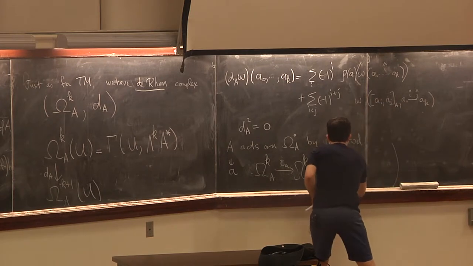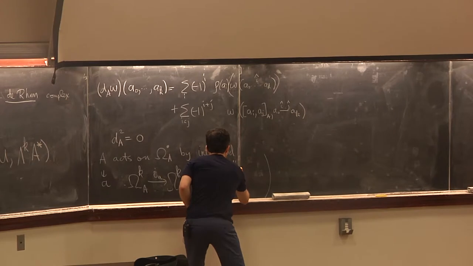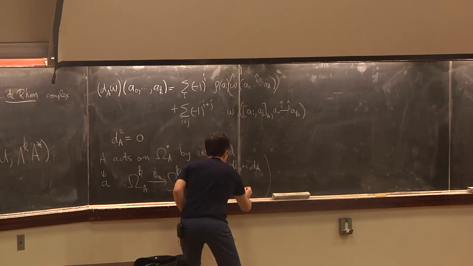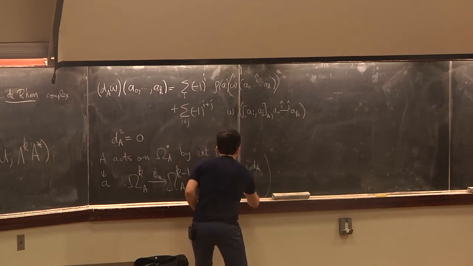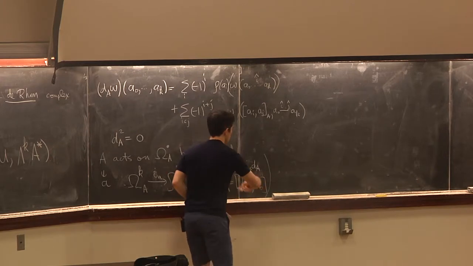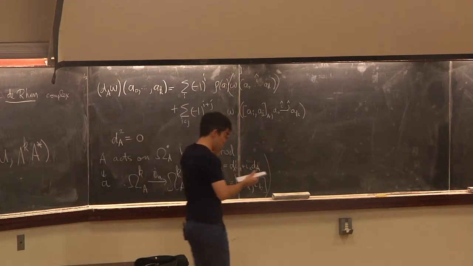You have a Lie derivative operator, which is dAIA plus IADA. And you have the Cartan formula, which is that the algebroid bracket of A and B by interior product acts as the commutator between the Lie derivative by A and the interior product by B. So this is a commutator here. So the Cartan formula, as usual, holds. So it's the same story.